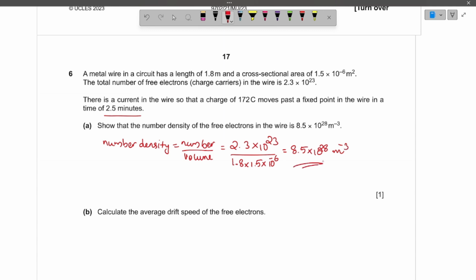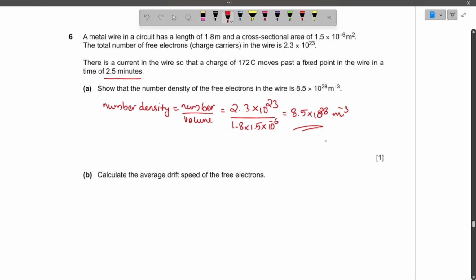Hence it is shown. Then the next question, part B, is: calculate the average drift speed of the free electrons. So you need to use the formula I is equal to nevA. Here n is the number density which we calculated in the previous question.